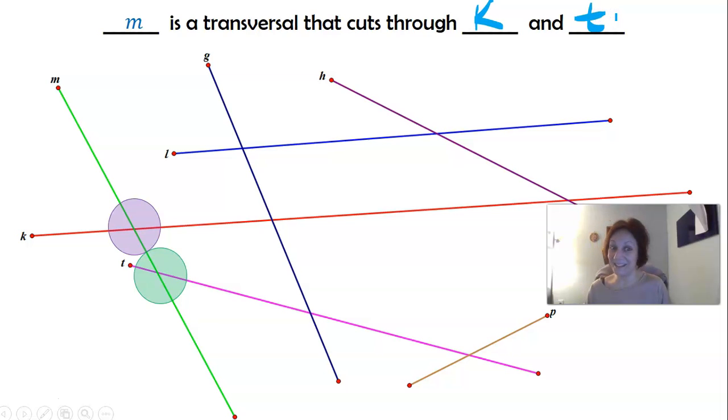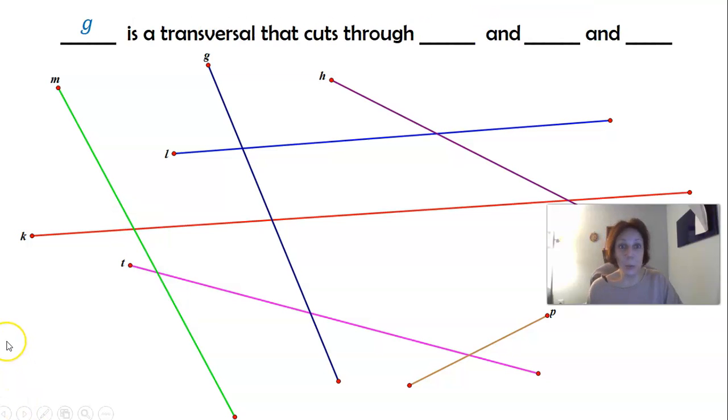Did you get it? I hope so. Okay, next. Woo! G is a transversal that cuts through blank and blank and blank. So here we go. It doesn't just have to be 2. It could be more than 2. It could be 3. It could be 4. It could be 5. So let's follow G and talk about where it creates clusters of angles.